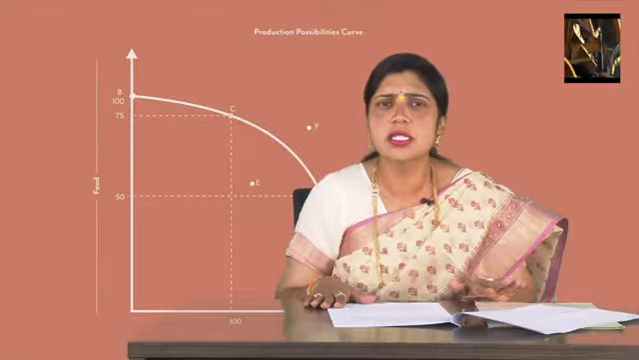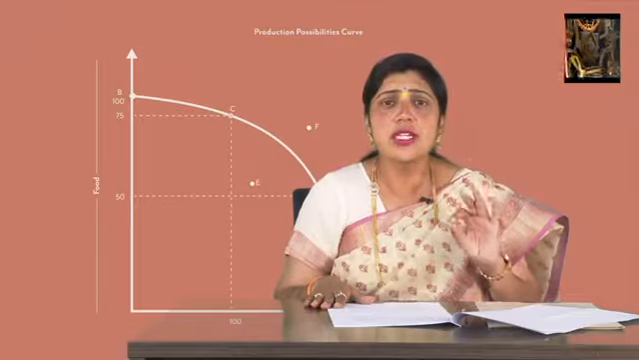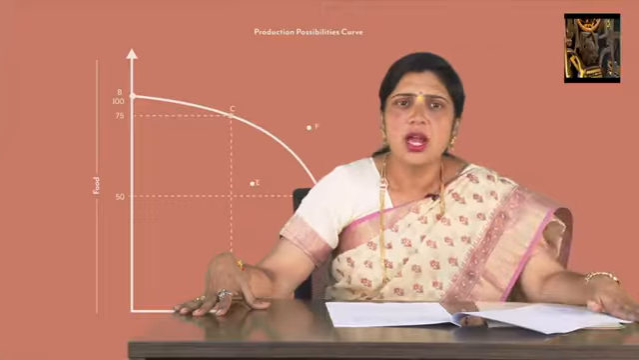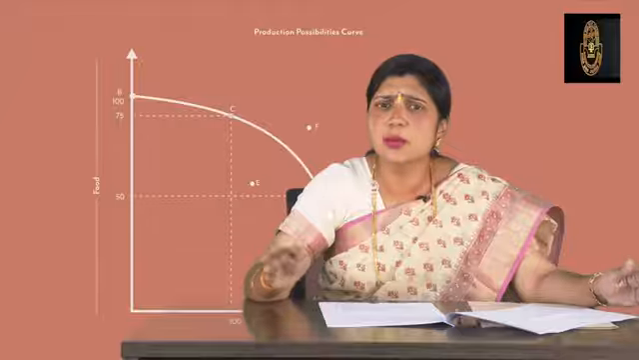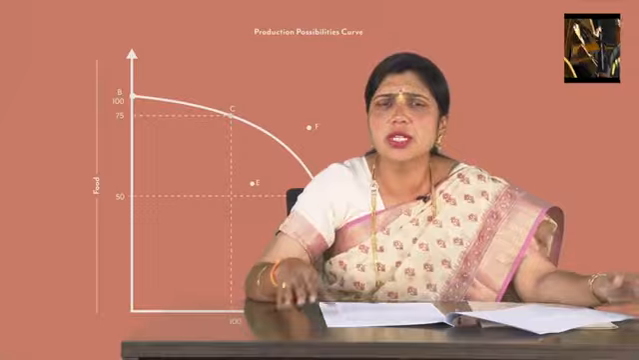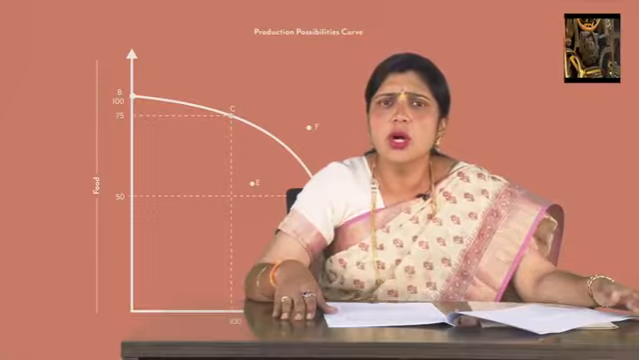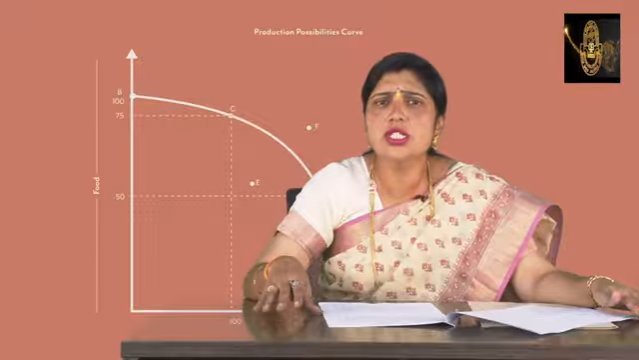What are these fundamental problems? Every society must have a way of determining what commodities are produced, how these goods are produced, and for whom they are produced. What commodities are produced and in what quantities? This is the problem of production.